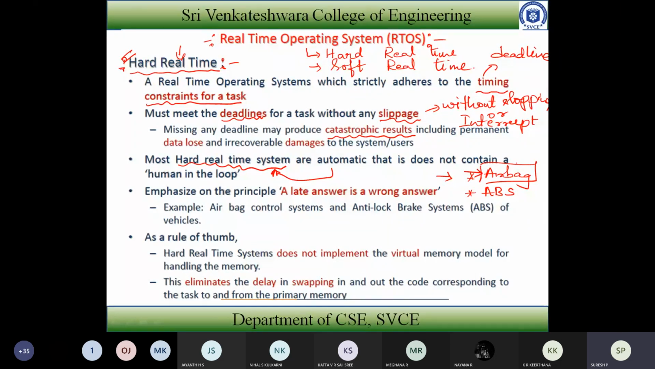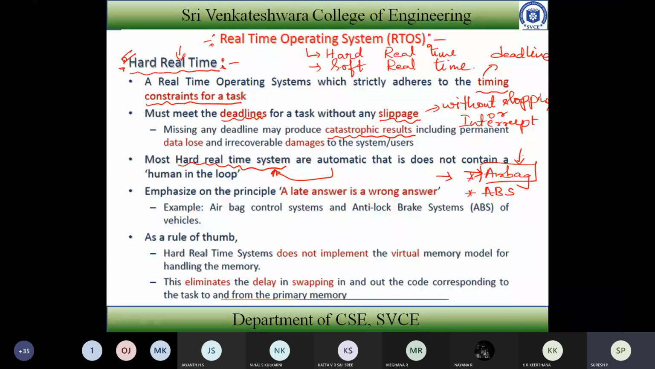In the airbag control, as soon as your car encounters an accident, what has to open? The airbag has to open. Now if it misses that particular deadline, what will happen? Something is going to happen to the driver who is sitting in the front. It should happen automatically, right? As soon as your car meets with an accident, depending upon the pressure at which the accident has occurred, your airbag has to open.